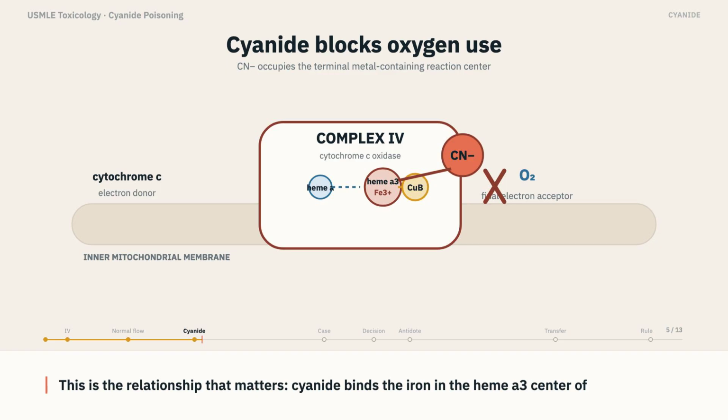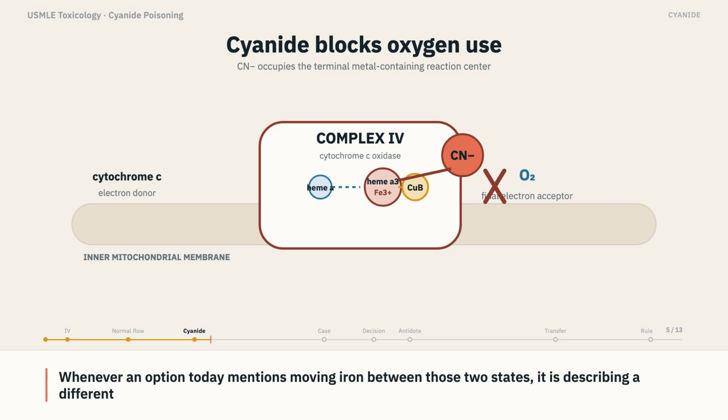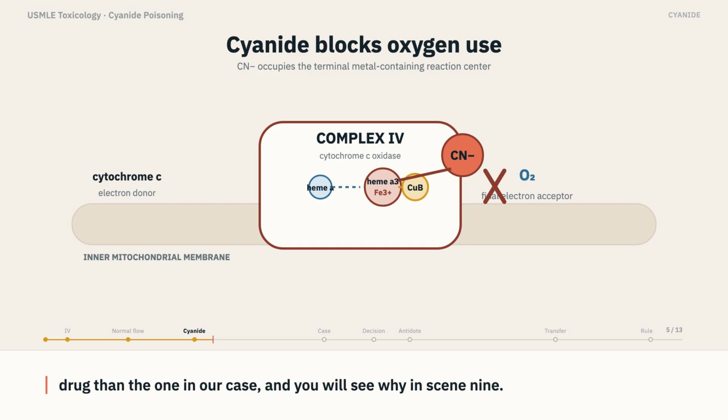Cyanide binds the iron in the heme a3 center of cytochrome C oxidase, specifically iron in its ferric state, iron 3+, the more oxidized form. Two forms of iron will show up repeatedly today, so let me separate them now rather than after they cause trouble. Ferrous iron is iron 2+, ferric iron is iron 3+. One more positive charge, more oxidized. Ferrous 2+, ferric 3+. Whenever an option today mentions moving iron between those two states, it is describing a different drug than the one in our case, and you will see why in scene 9.